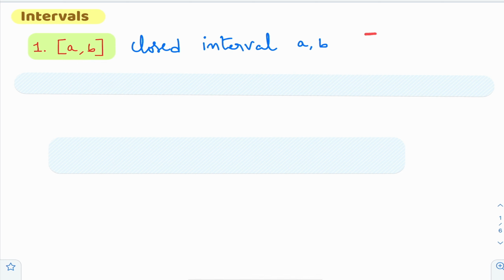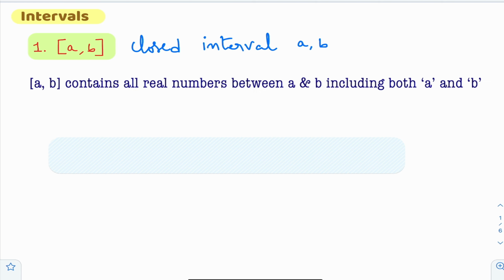Somewhere you may have seen it like this: closed interval 1 comma 2. You read it as closed interval 1 comma 2. What does it mean? Closed interval a comma b means what? Look here. Closed interval a comma b contains all real numbers between a and b, including both a and b.